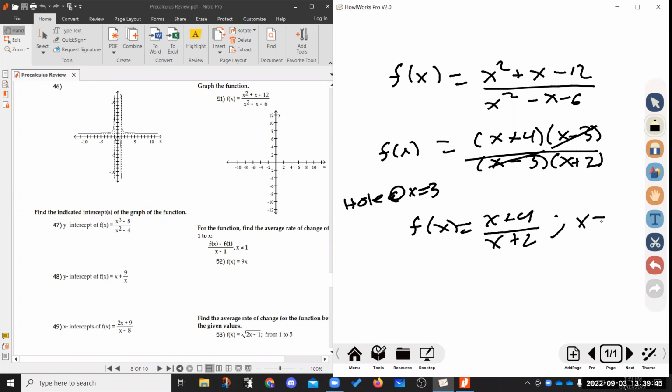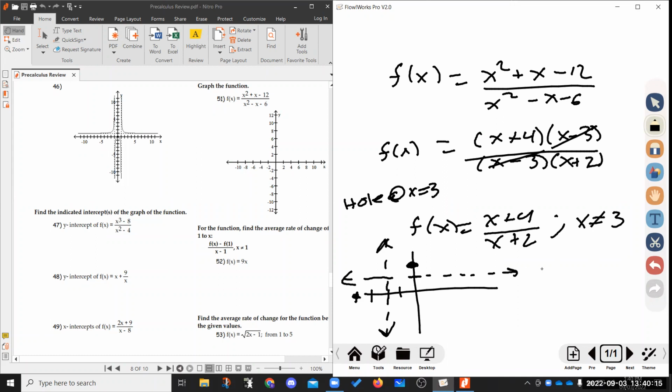As long as x is not equal to 3, there's a hole there. So we're going to have a vertical asymptote at x equals -2. We're going to have a horizontal asymptote at y is equal to 1 because the degree at the top is the degree of the bottom. We're going to have a y-intercept of 4 divided by 2, which is 2. We're going to have an x-intercept of -4.